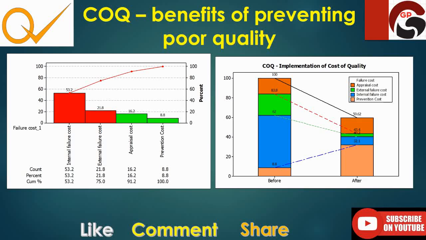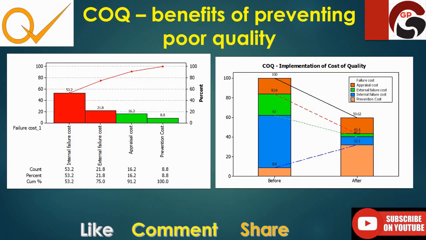Benefits of preventing poor quality. Here in the Pareto chart you can see the vital few were internal failure cost and external failure cost. Here you can also see a before and after, where after taking these projects, the internal failure cost and external failure cost reduced drastically. So internal failure cost reduction means improving the yield, reducing the material rejections, improving the throughput or productivity. External failure cost reduction means reducing customer complaints and improving customer satisfaction.